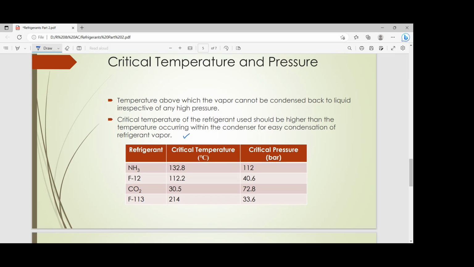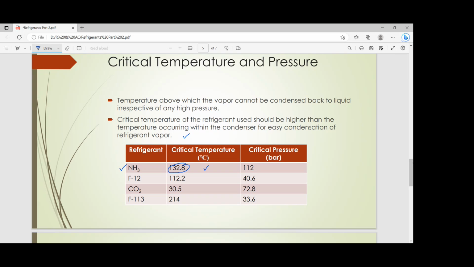If the critical temperature of the refrigerant is a little bit lower, and if I have reached that particular temperature, then it is not possible for me to condense the vapor back into the liquid. So I want the critical temperature of the refrigerant to be higher so that the condensation process is not hindered in the refrigeration system. To name a few, ammonia has a very high critical temperature of 132.8, which we are not going to achieve in a refrigeration system.